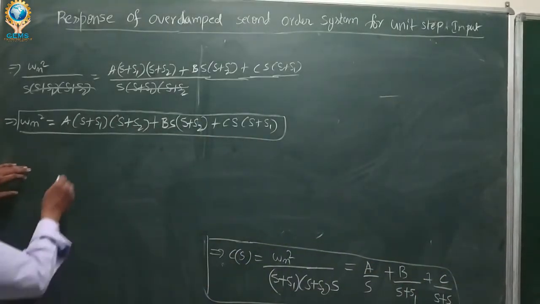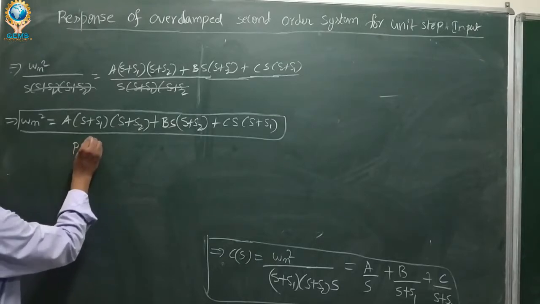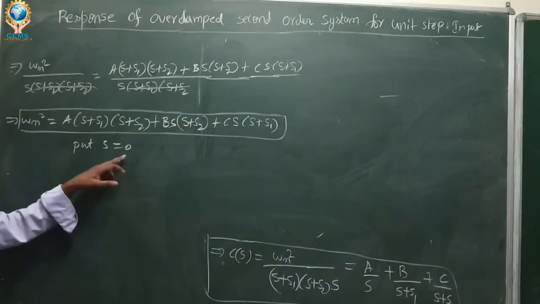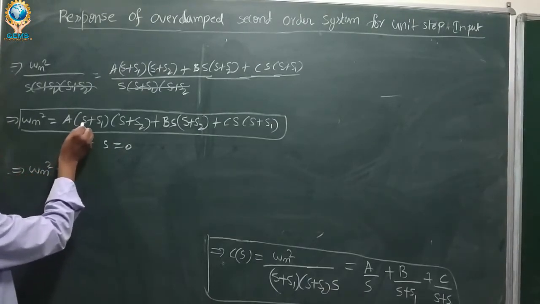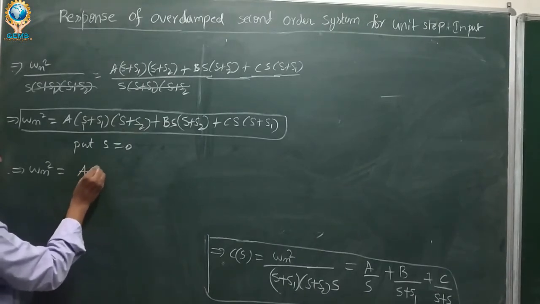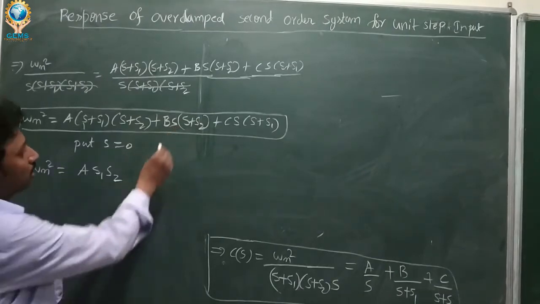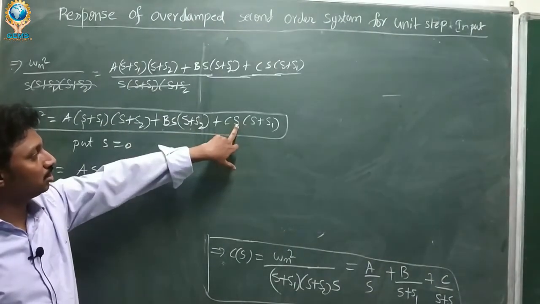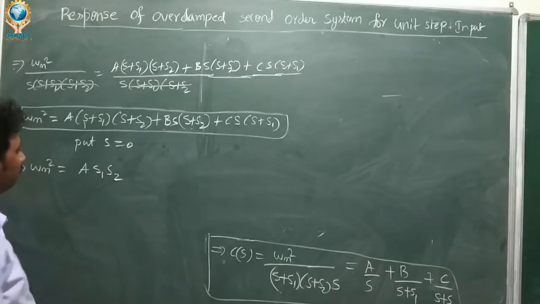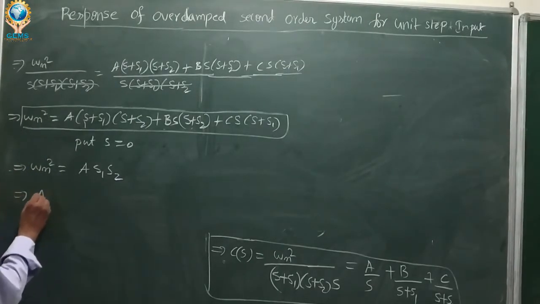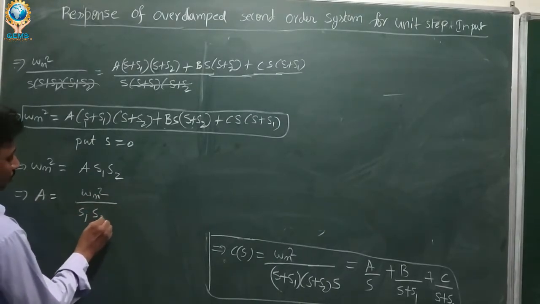Then substitute S is equal to 0. So what do you get? Omega n square. If you put S is equal to 0, this term becomes 0, and you will get A into S1 into S2. If you substitute S is equal to 0 here, this whole term becomes 0, and C into S into (S plus S1) also becomes 0. So now you will get A is equal to omega n square by S1 into S2.